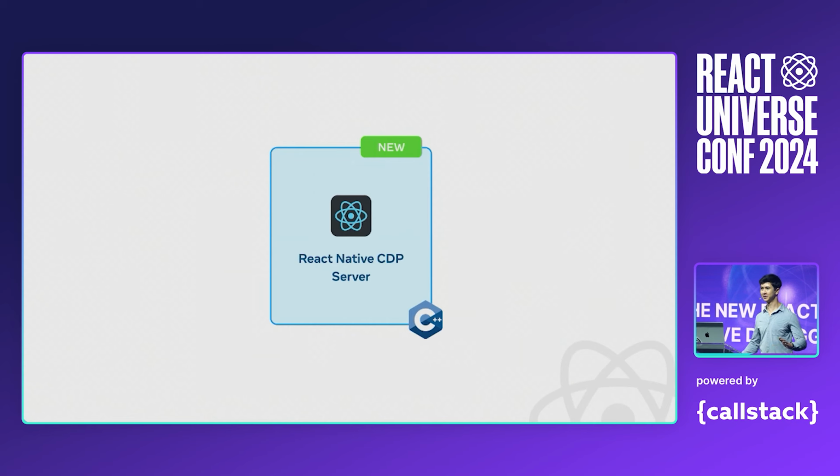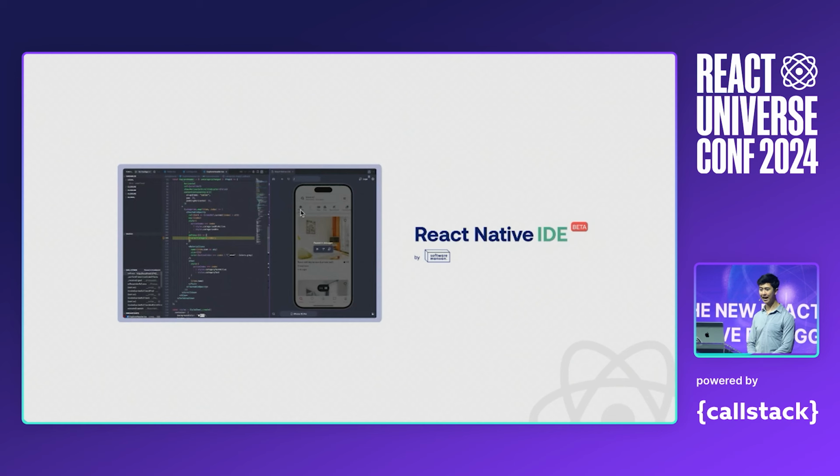So we've effectively fixed the core of our debugging infrastructure. And this means that third-party debugging tools, such as React Native IDE, should work with the same fixes when they're updated and made compatible with the next version of React Native.